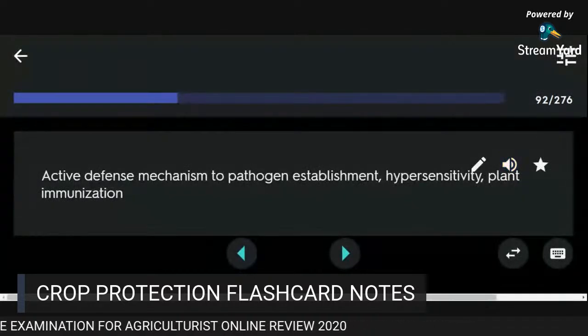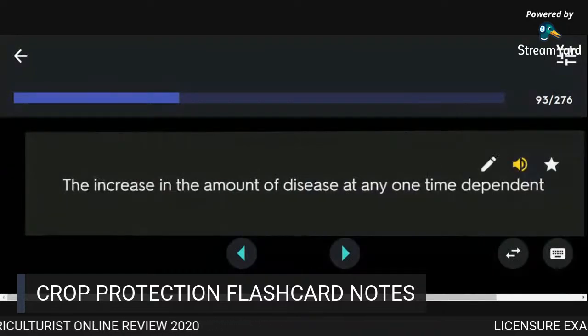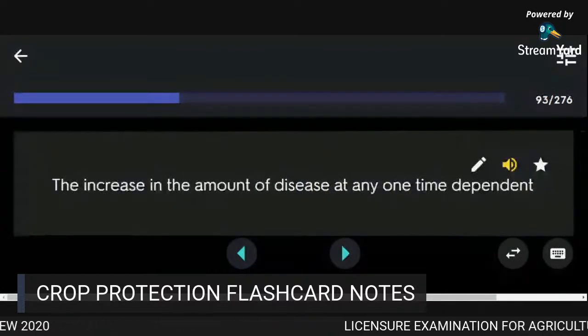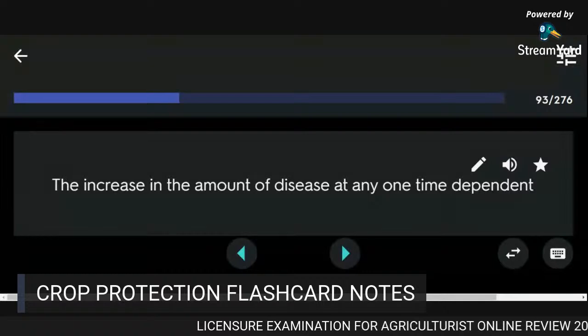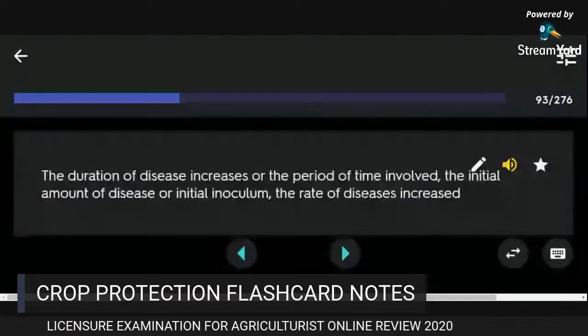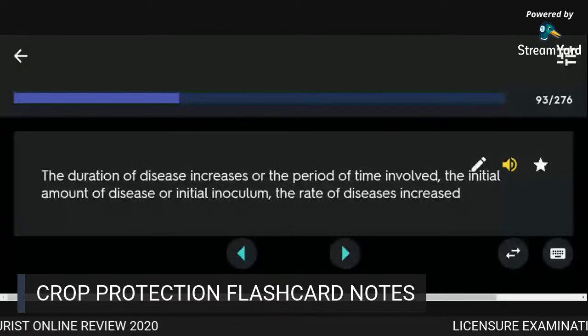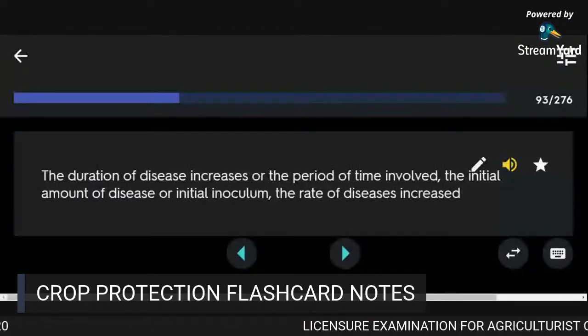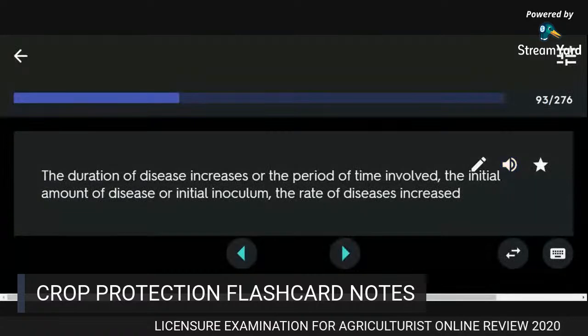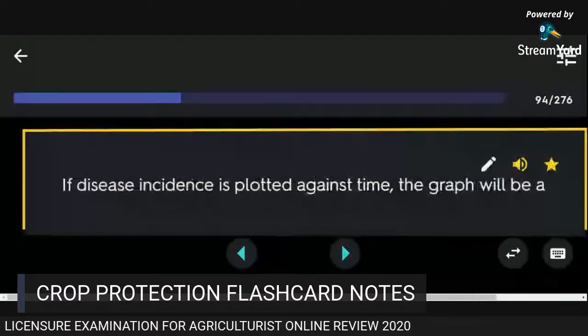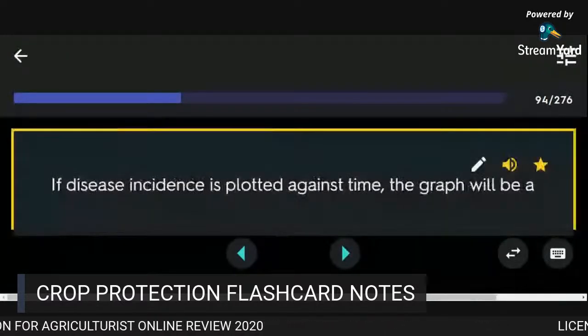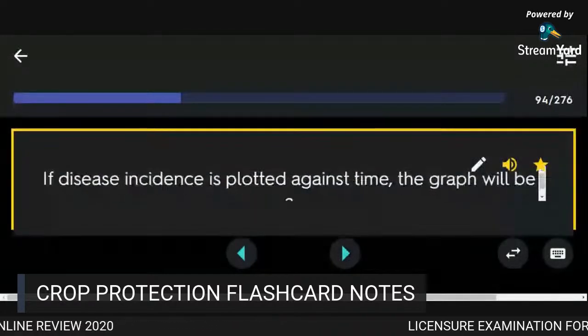The increase in the amount of disease at any one time is dependent on the duration of disease, or the period of time involved, the initial amount of disease or initial inoculum, and the rate of disease increase. If disease incidence is plotted against time, the graph will be a sigmoid curve.